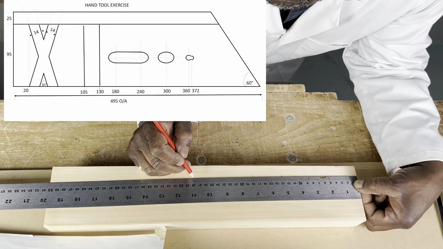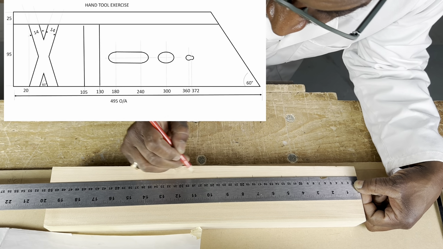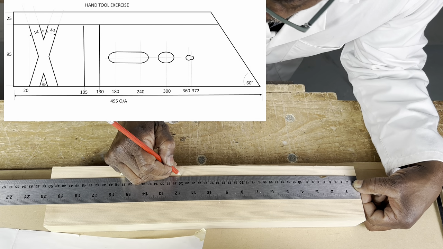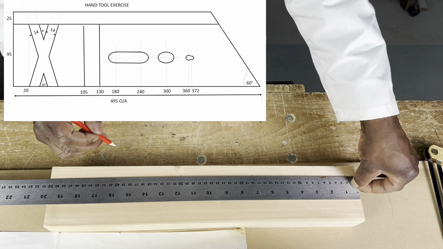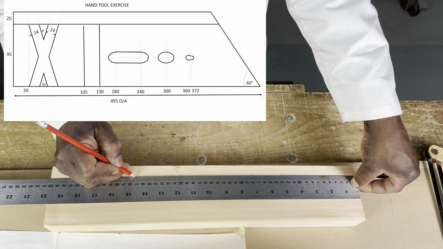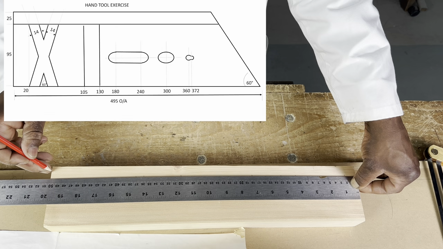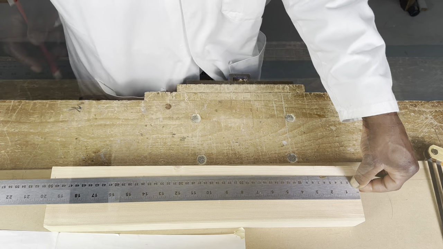130, 180, 240, 300 to there, 300, 360, 372, and then our overall finish, because we've got to allow for this saw cut, is going to be 495.